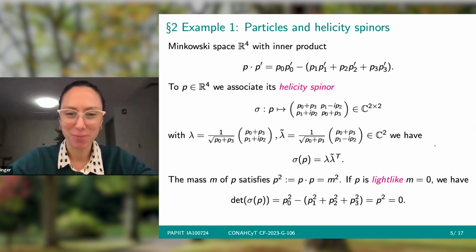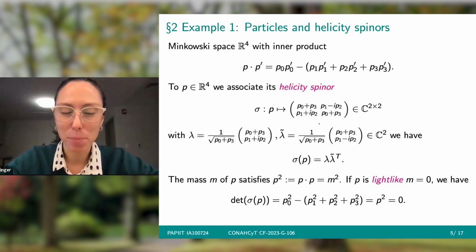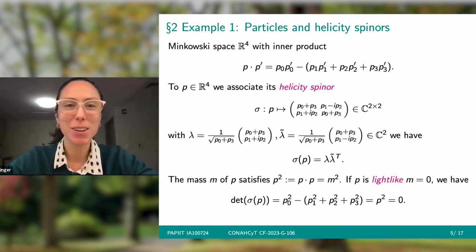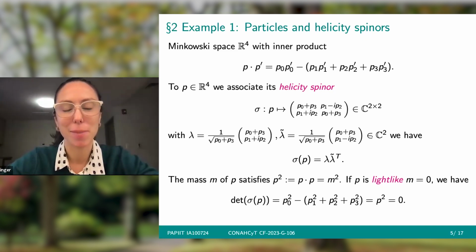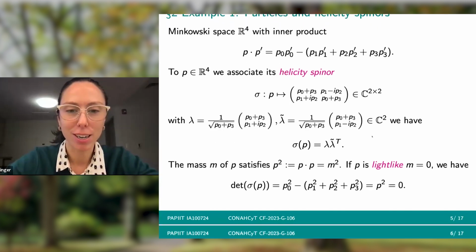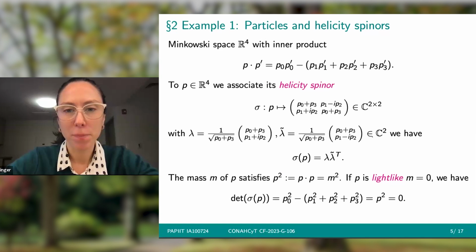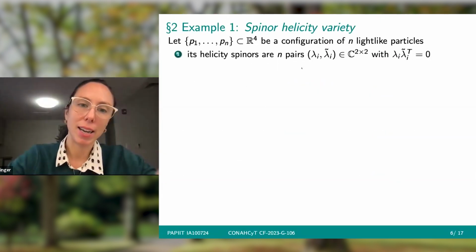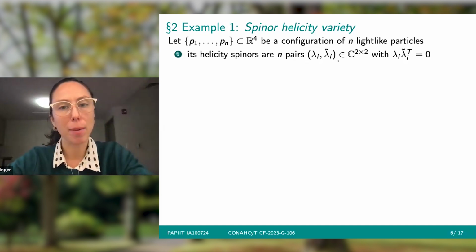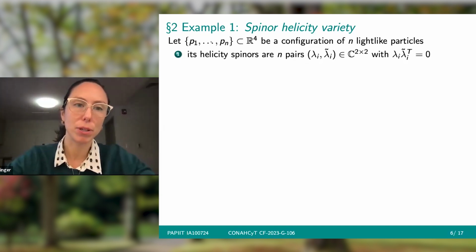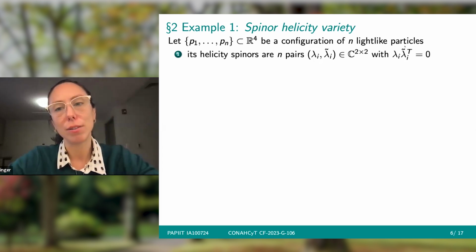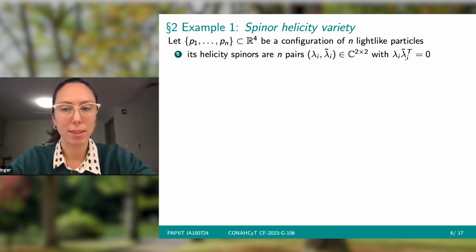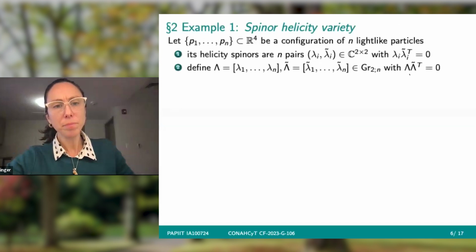Okay, so let's say up to fixing some entries here, we can associate lambda and lambda tilde to P in R3 and R4. And this is what I will be doing now for a set of n particles. I get for every particle this pair, lambda_i, lambda tilde_i, corresponding to the particle p_i. All of them satisfy lambda_i lambda tilde_i transpose is 0.